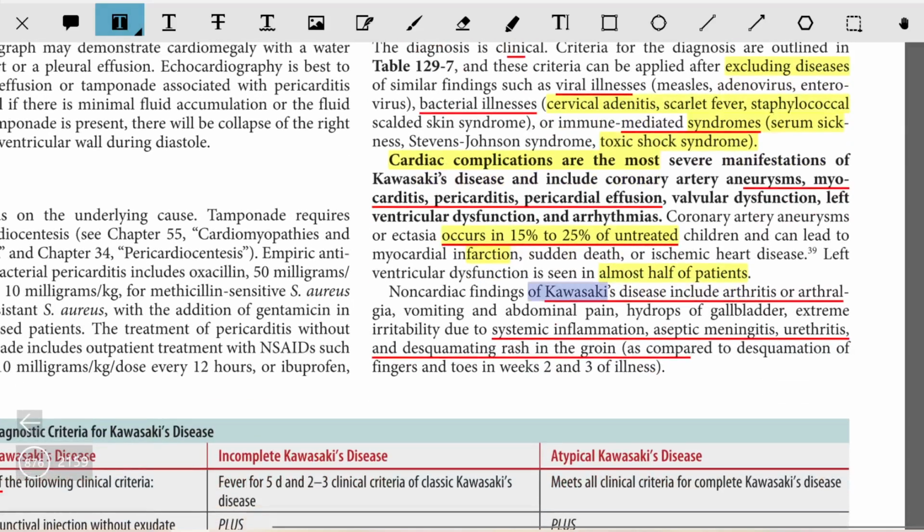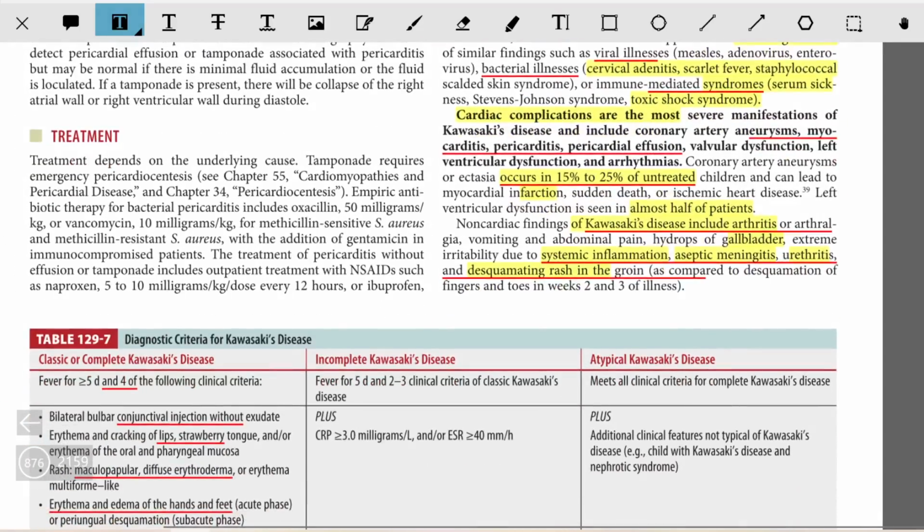Non-cardiac findings of Kawasaki disease include arthritis or arthralgias, vomiting and abdominal pain, hydrops of the gallbladder, extreme irritability due to systemic inflammation, aseptic meningitis, urethritis, and desquamating rashes in the groin, as compared to the desquamation of the fingers and toes in weeks 2 and 3 of illness. So you can find all the systemic manifestations like joint pains, abdominal pain, extreme irritability, then skin manifestations, and also hydrops of the gallbladder.